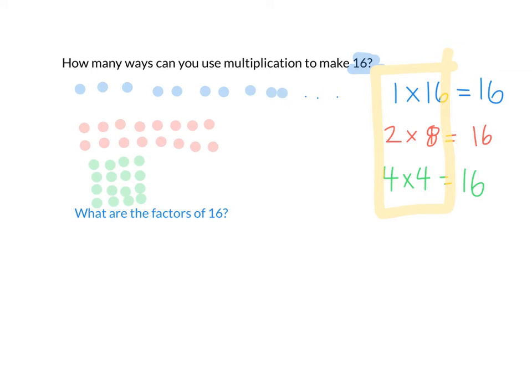Good. So if I just look at the factor part of the multiplication sentence, those are the factor pairs. That allows me to list the factors from least to greatest. Haruto, please list the factors of 16 from least to greatest. 1, 2, 4, 8, 16. Good.